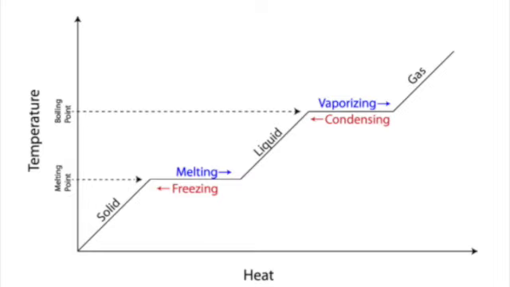As we add heat, our temperature starts to go up. We still stay at a solid until we get to this point. And this point is called its melting or freezing point. Now, when we get there, it'll stay at that same temperature.